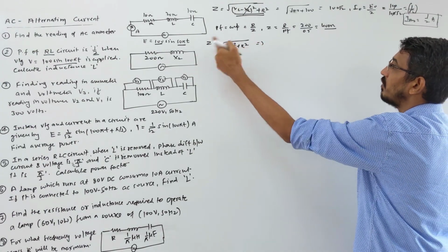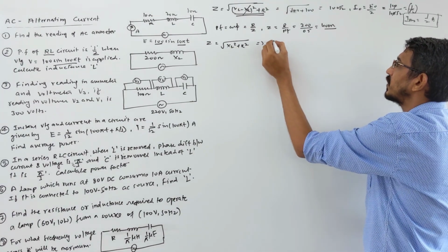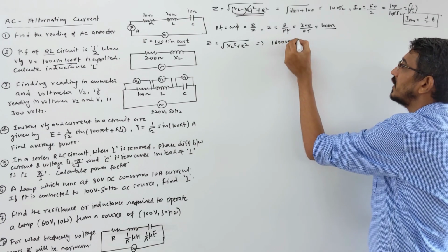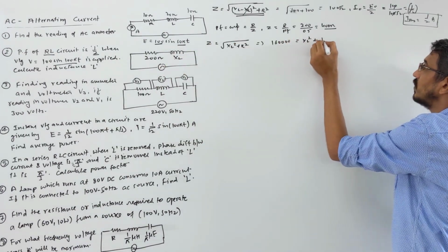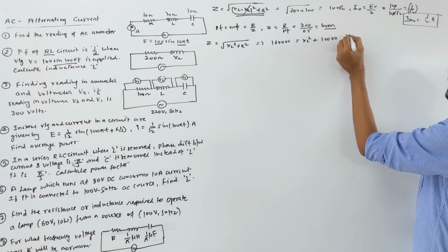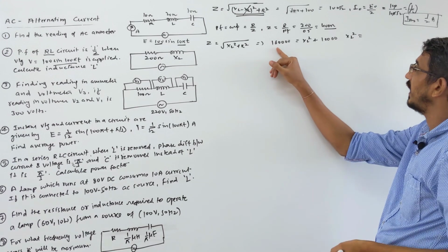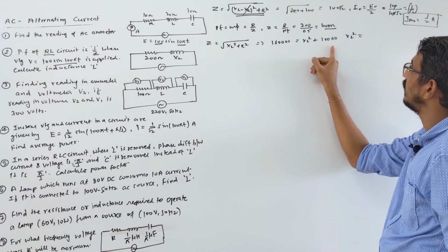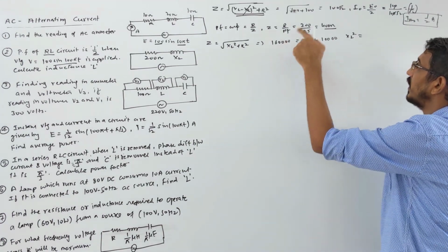I'm writing here and squaring both sides. So Z is 400. 400 square is 1600 and one more 0, is equal to XL square, which we need, plus R square. R given is 100, so 10000. Okay, how much is remaining? XL square will be equal to 1,60,000 minus 10,000. Is that correct? I'm saying right or wrong? Yes, correct, I think.